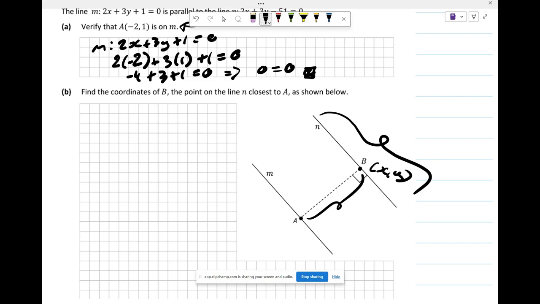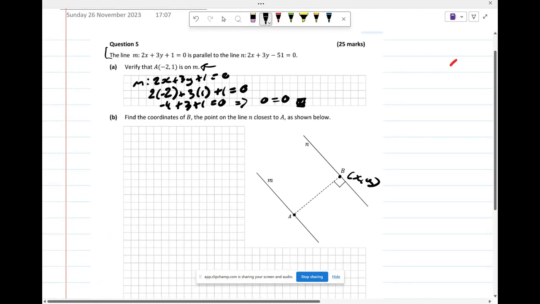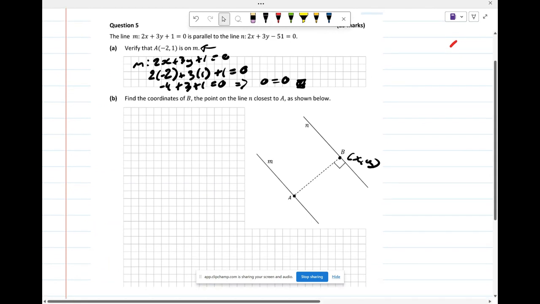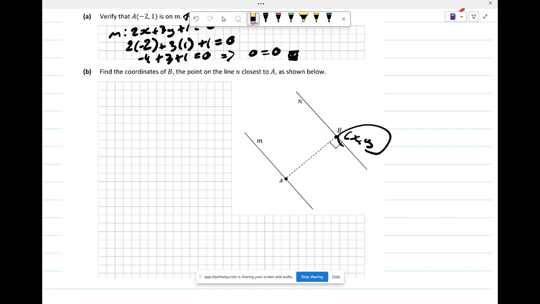If we want to find a point of intersection between two lines, we need to have an equation for both of the lines, set them equal to each other, and then we're going to get our point of intersection. Basically, what's stopping us from doing that is we don't have an equation for AB. It wasn't given to us in the question. But what we do have is the point A and the equation for M, and we can use that to get an equation for AB. So then we have an equation for AB, we have an equation for M, we can find their intersection and get the point B.